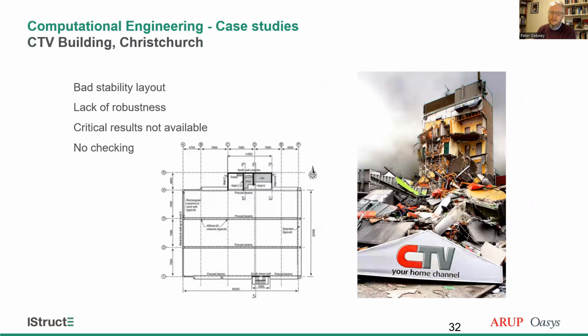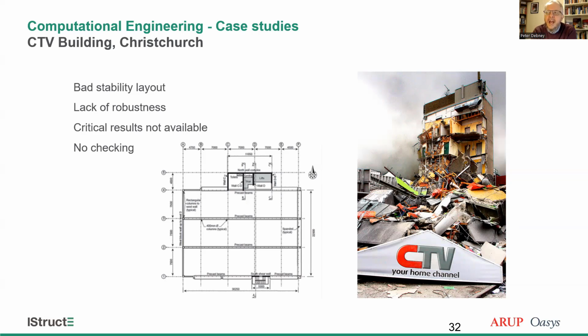And then there's the CTV building, Christchurch, earthquake. Collapsed in the 2012 Christchurch earthquake. What went wrong here? Well, first of all, bad layouts. Asymmetric stability system. Big core on one side, small concrete wall on the other side. Asymmetric stiffness gives you torsion or twisting in an earthquake, which they didn't expect or didn't account for. Lack of robustness, precast columns not correctly connected to the beams.